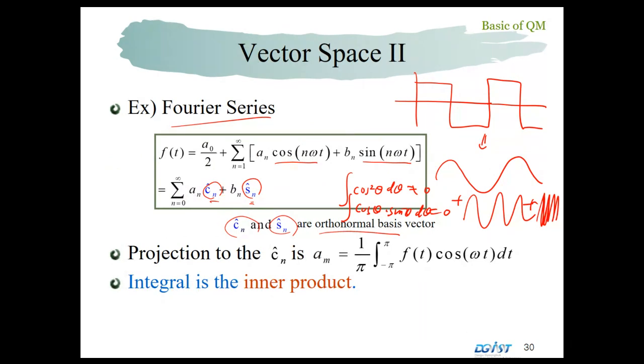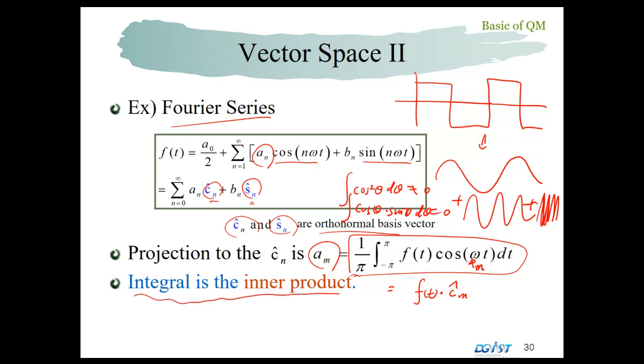And also, you can find the scalar number or magnitude of each component by taking such an integral. But it should be m here. Sorry. So that is the projection, or they are the same as such an inner product. So actually, those integrals are the definition of the inner product in a vector space. Those integrals are the inner product.